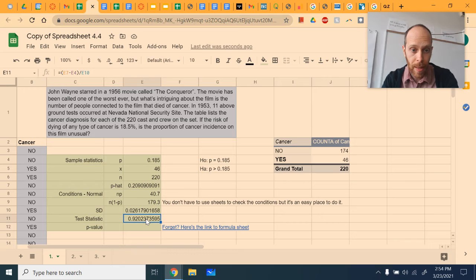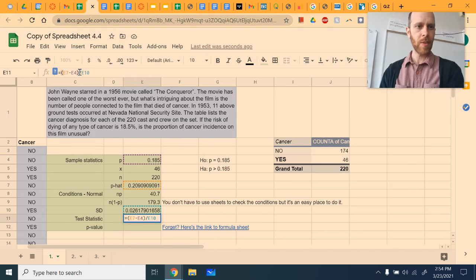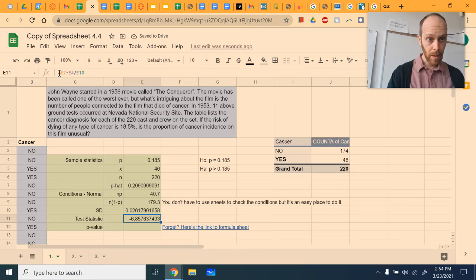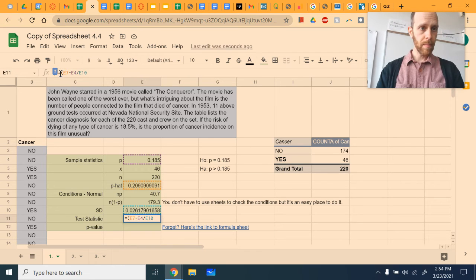I want to counsel you that a lot of us were making this mistake, not putting parentheses in during the last unit. Notice how you get a totally different number if you do that. Okay, so let's not forget our parentheses.